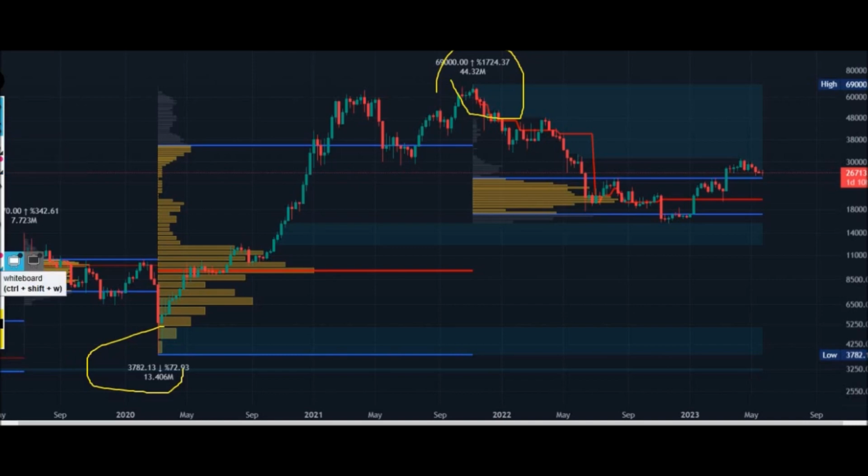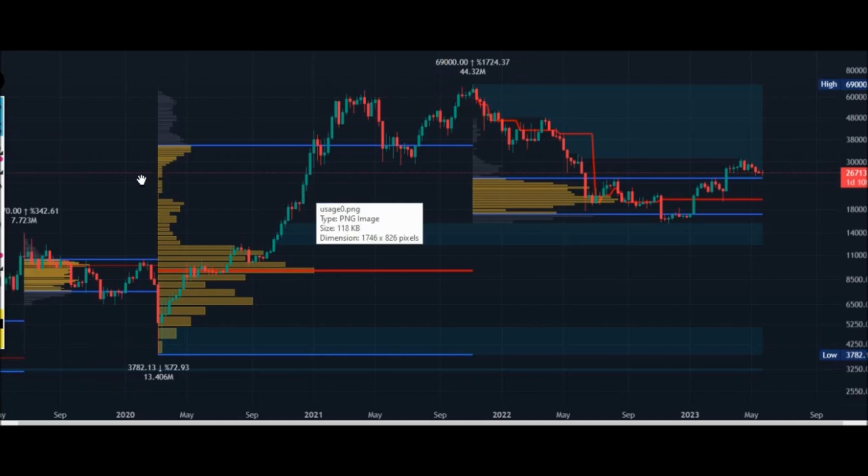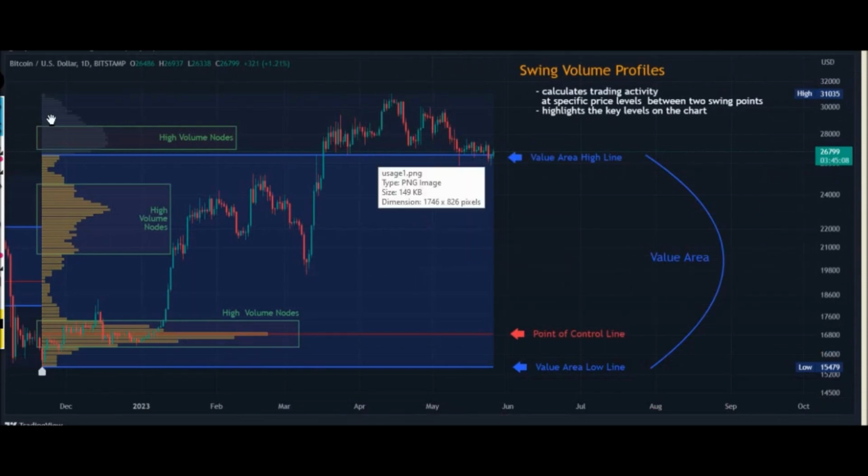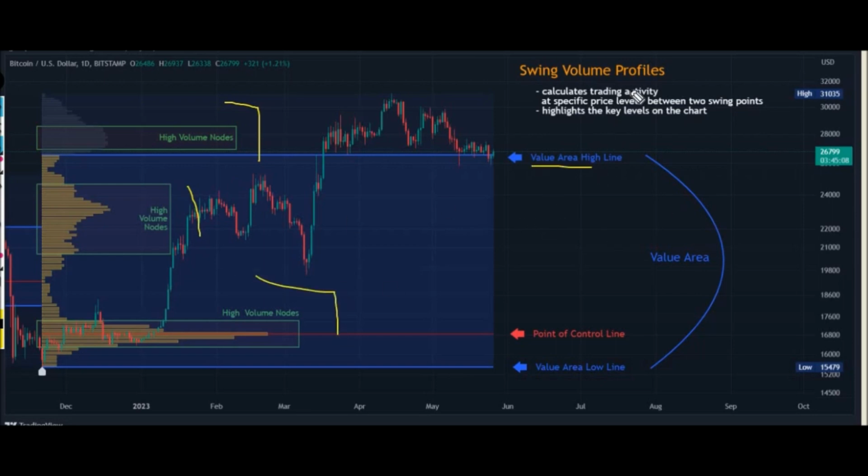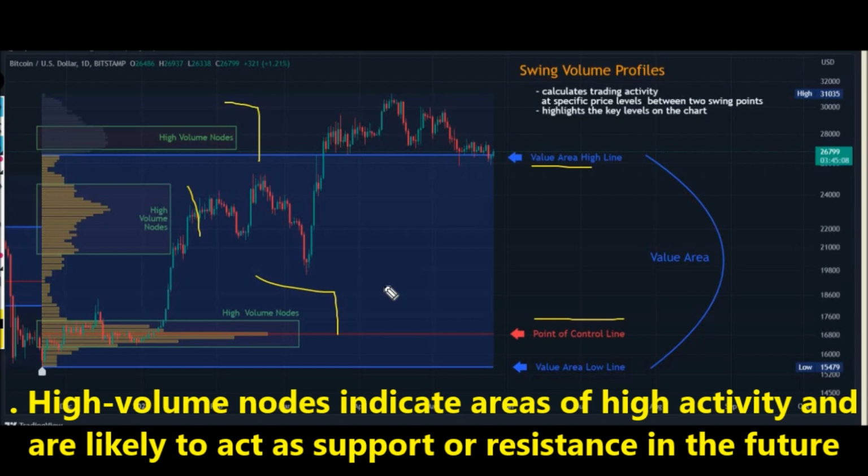Now that you have looked at the features of this indicator, we're going to usage number two. When you look at this chart over here, you see there is something called the high volume nodes. We have the value area high line, and we have a point of control line. So what do we need to know about these high volume nodes? These high volume nodes indicate areas of high activity and are likely to act as your support or resistance levels in future.